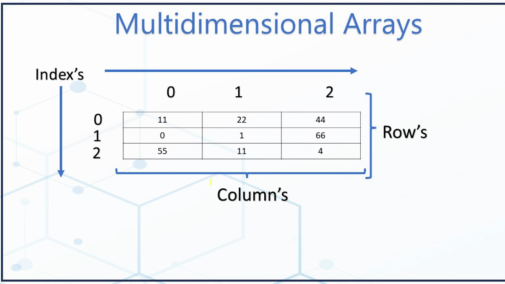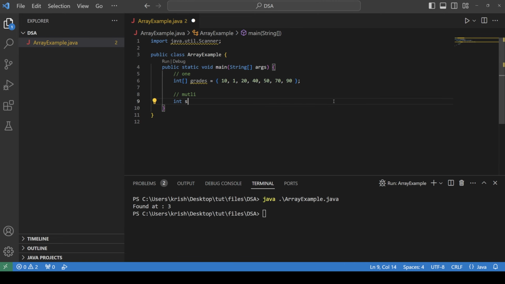Let's see what a multi-dimensional array is. Multi-dimensional arrays are used to store items in multiple directions. For example, a two-dimensional array could be the representation of a table, where each row and column represents a different dimension. Multi-dimensional arrays can have any number of dimensions, but most commonly we use 2-dimensional and 3-dimensional arrays. Now let's create a multi-dimensional array.